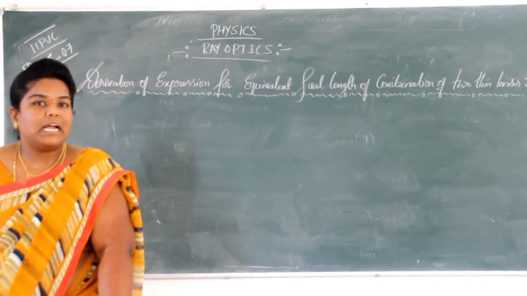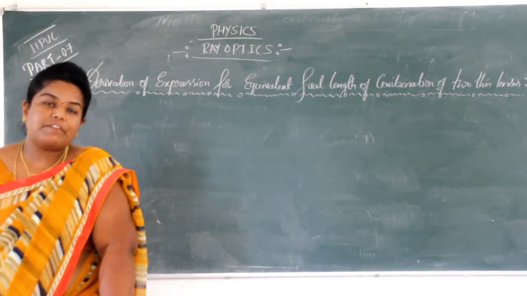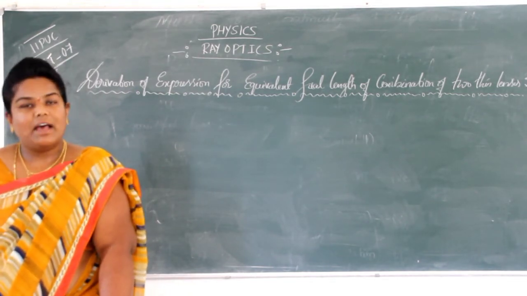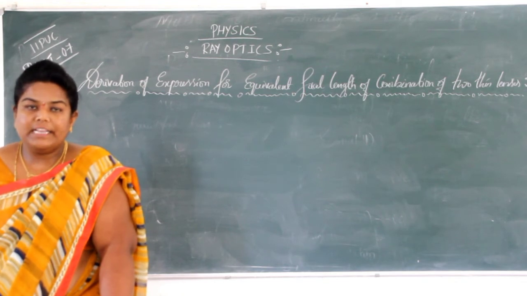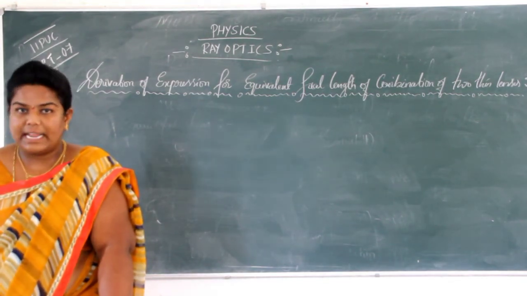So what I want to do is invert the inverted image. For that reason, if I place another convex lens, finally I can observe the erect image. So for that reason, I go towards the combination of lenses.